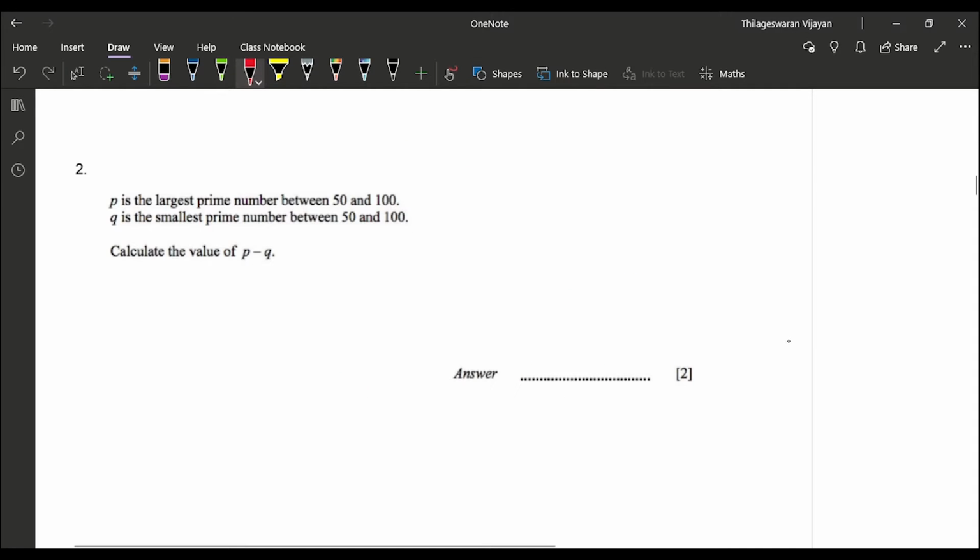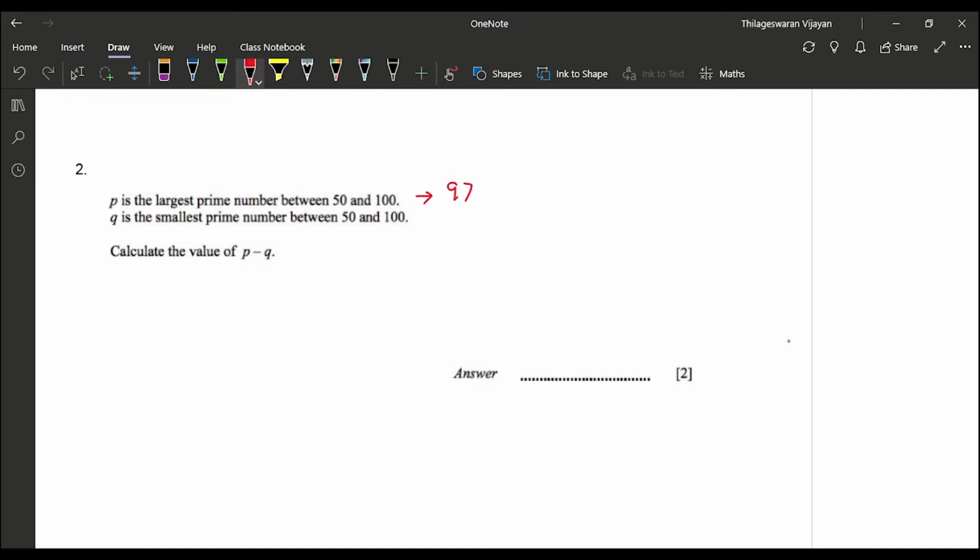Question number 2. This question is on prime numbers. P is the largest prime number between 50 and 100. So what you do is just work backwards. So 100 is not a prime number, 99 is not a prime number, 98 is not, 97, yes, 97 cannot be divided by anything else except for itself. So I think the largest prime number would be 97.